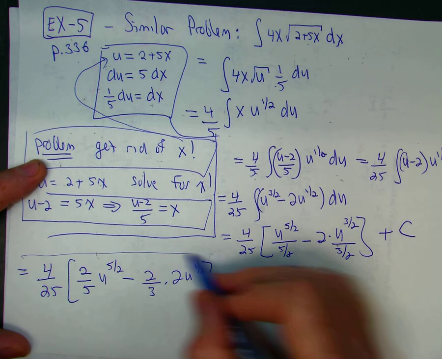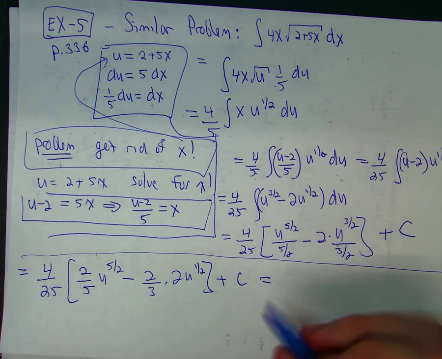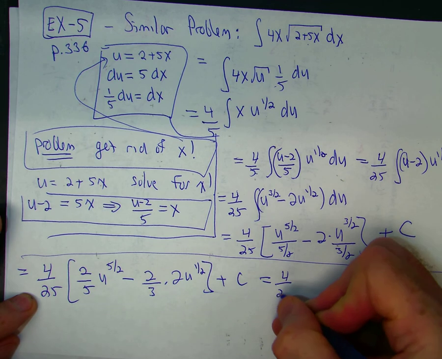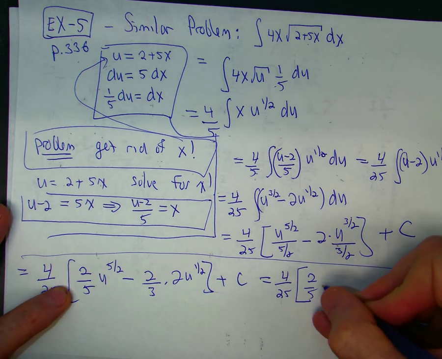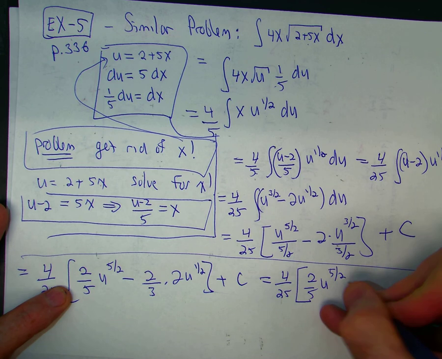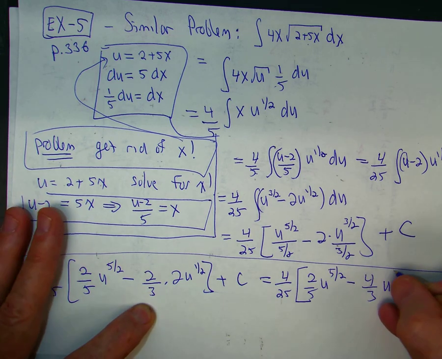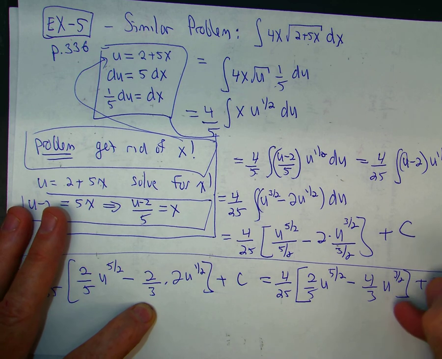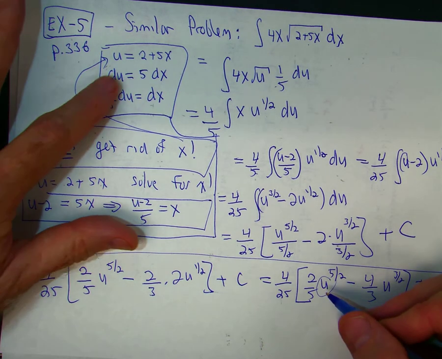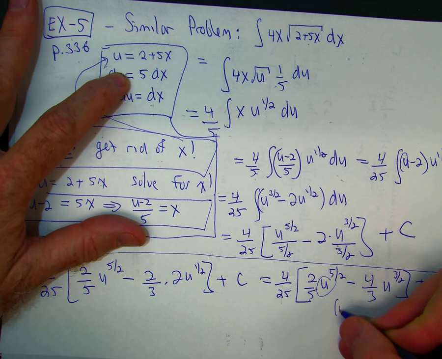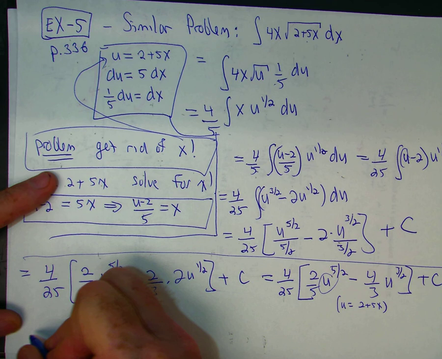I can do a couple of things here. I can keep the common factor outside the parentheses, and I'm going to do that. So I don't really need to do much with this. I'm almost done here. 2 times 2/3 is 4/3. And now I just substitute back. Realize up here that u is equal to 2 plus 5x. So here's my answer.